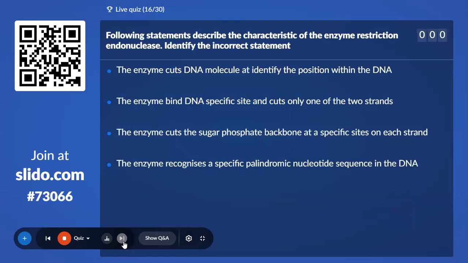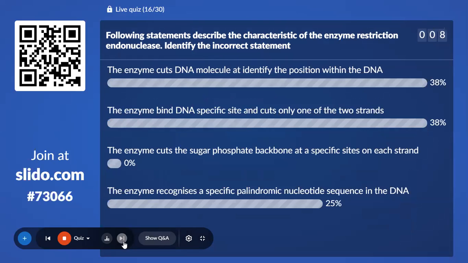Activating the next question. The following statements describe the characteristics of the enzyme restriction endonuclease. Identify the correct statement. The enzyme cuts the DNA molecule at an identified position within the DNA. The enzyme binds to a specific DNA site and cuts only one of the two strands. The enzyme cuts the sugar phosphate backbone at a specific site on each strand. The enzyme recognizes a specific palindromic nucleotide sequence in the DNA. And the poll rate is before you on the screen.